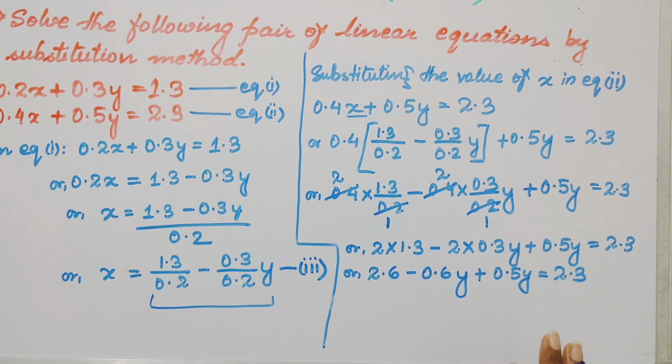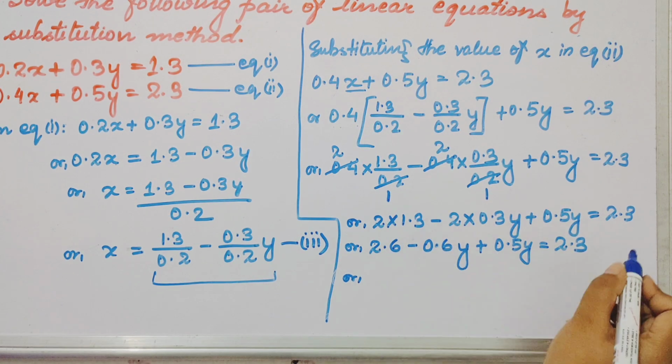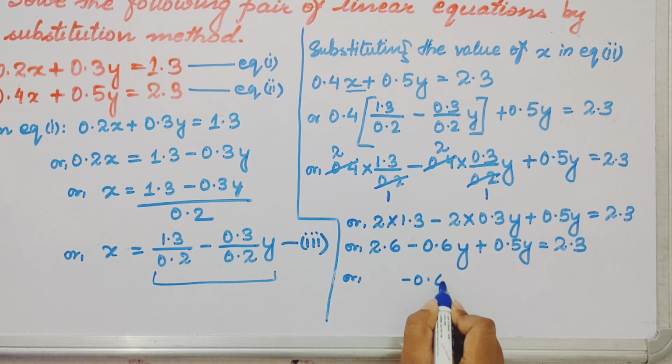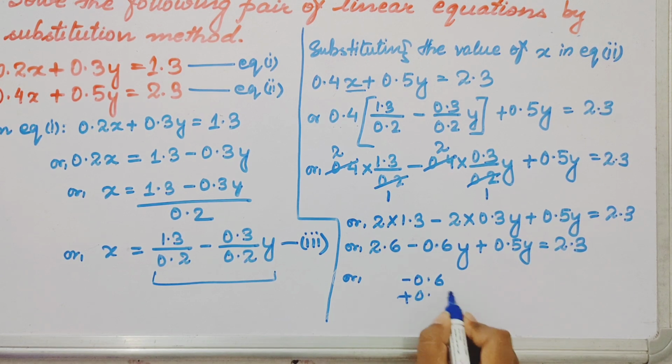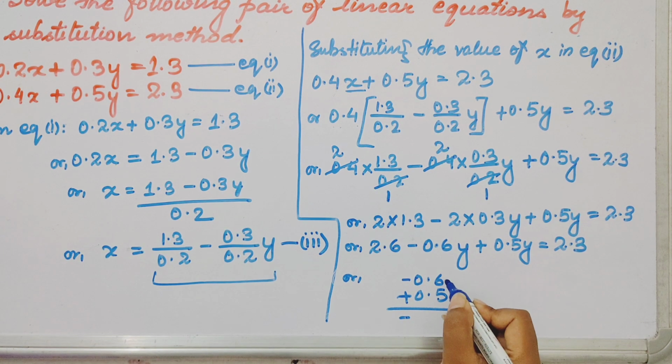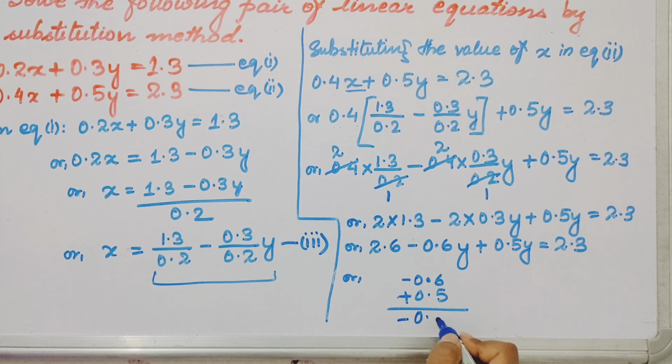Do not get scared because of the decimal numbers that you see in this question. It is very easy to solve because these are smaller numbers which we can calculate without having to change them to fractions. Or 2.6, let us take it to the right hand side. Now here we have minus 0.6 and plus 0.5. So plus into minus is minus, 0.6 is greater, so minus, and 0.6 minus 0.5 is 0.1, so it is minus 0.1, simple.